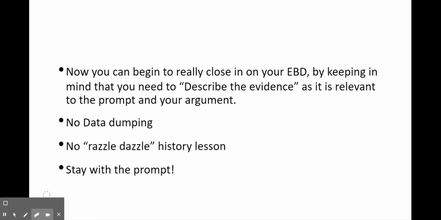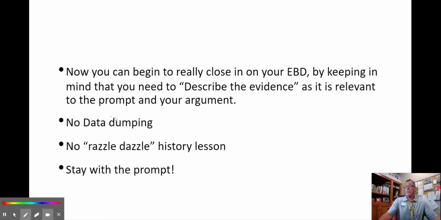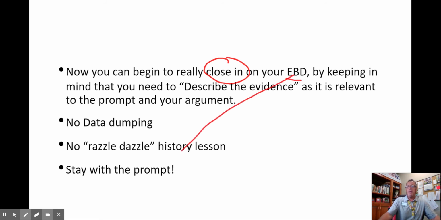Another thing that I would try to get away from, and this is what hurts students, is this: if you're trying to close in and really figure out what your evidence beyond the doc is going to be, it shouldn't be that difficult if you've got the prompt in mind. Because once you start trying to associate evidence beyond the doc to the prompt, you're really going to limit yourself to just a few things.